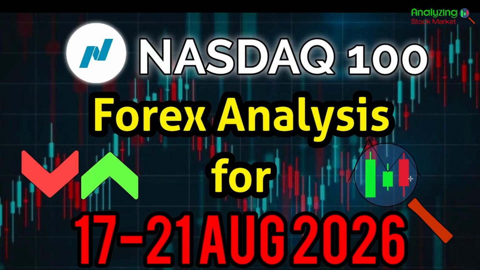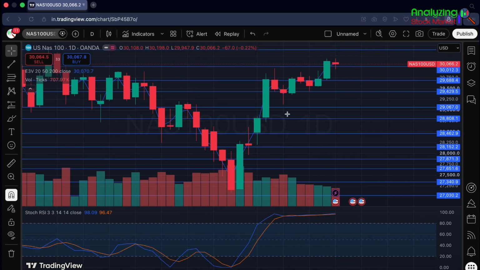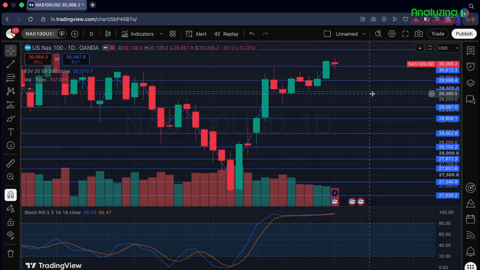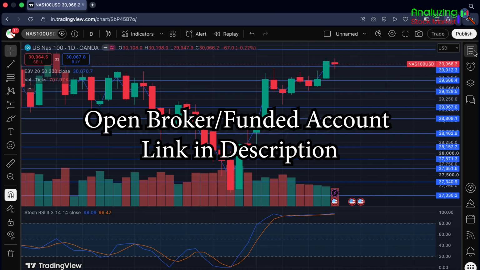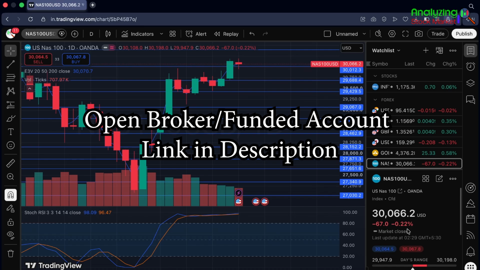So today I'll be talking about NASDAQ 100 and we'll do the Forex analysis for 17th to 21st August 2026. So let's go straight to our chart. So first let's see what happened during our NASDAQ 100 on Friday. So here on Friday we saw 0.22% negative move. 30,066.2 was the closing on Friday.